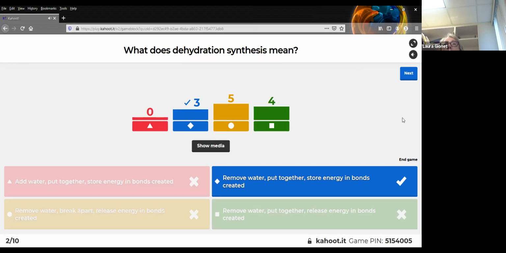Need to get that a little bit better, but pretty good. That's 3. All right, dehydration synthesis. Dehydrate means to remove water, so you had to have that in the title someplace. You put things together, or you put molecules together, and you create bonds, and you store energy in those bonds.